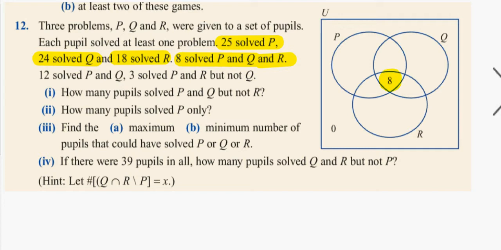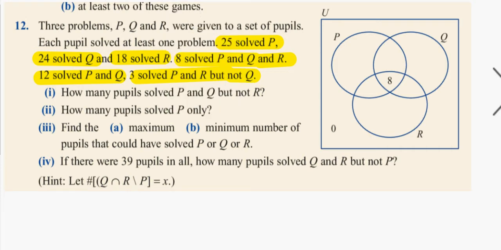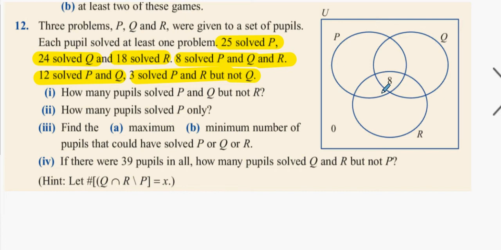Everybody happy with that? 12 solved P and Q, 3 solved P and R but not Q. P and R but not Q. Where's that located? Left of the A. Okay? So just waiting on this to put up the pen. There we go. Okay, so that's the tree there.